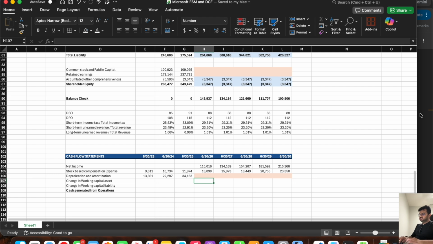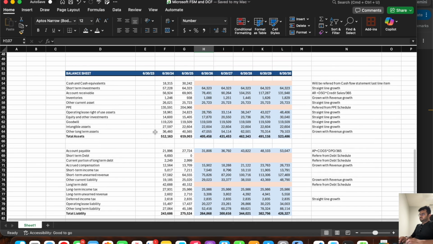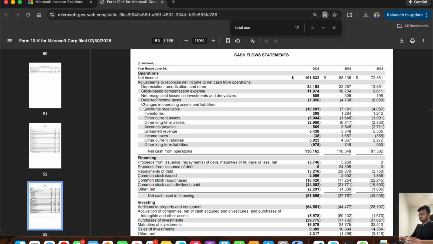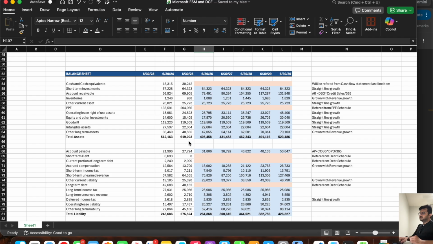Then next one is change in working capital asset. First let's go back to our balance sheet and figure out what are all the working capital assets. This is the same way Microsoft also did it. If you see, accounts receivable is an asset, inventory is an asset, other current asset, other long term asset, everything here comes under the asset section. And then we have accounts payable, unearned revenue, income tax, other long term liability. These come in the liability section.